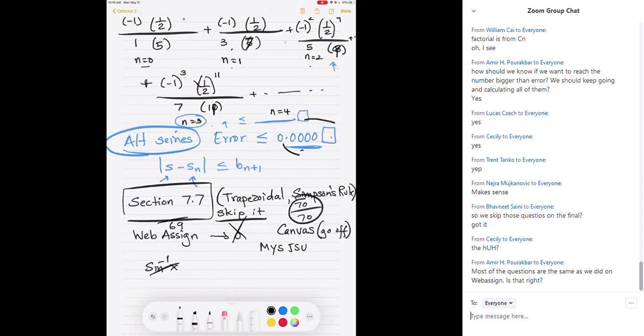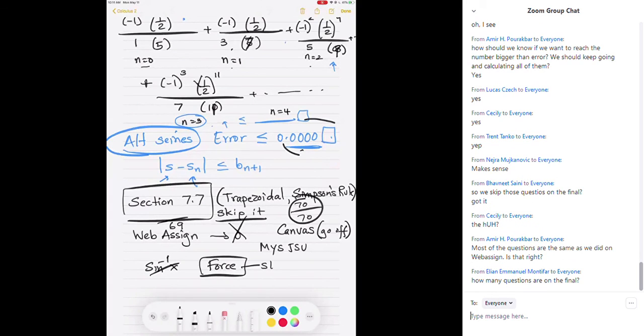So we also did not do force due to fluid pressure. So if you see that again, skip it. We have done work, but we have not done force. Some people have not done the theorem of Pappus.